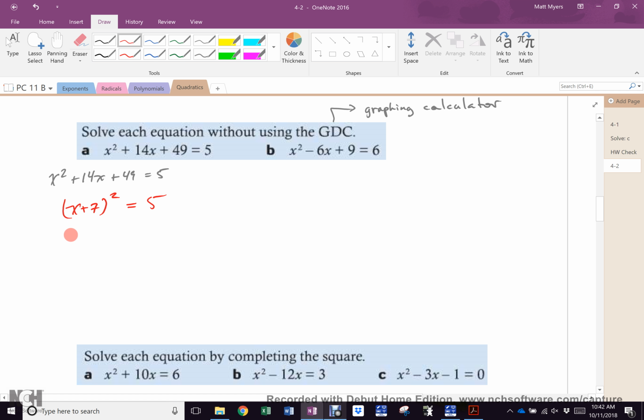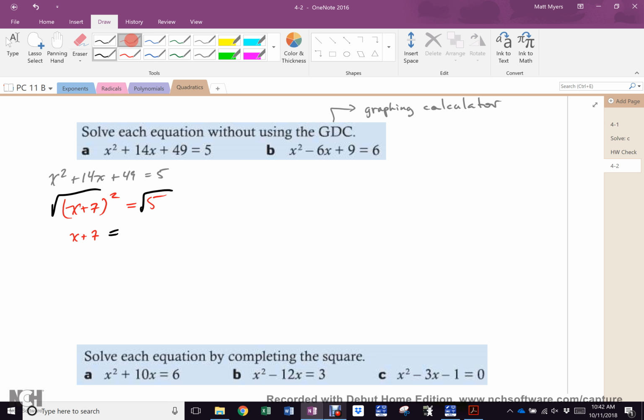Square root both sides. That's the next step. X plus 7, right? Square root. So if I do something to the left, what do I do to the right? Square it again. Square it again, correct? Well, square root, not square. Okay. So what now has to go here?